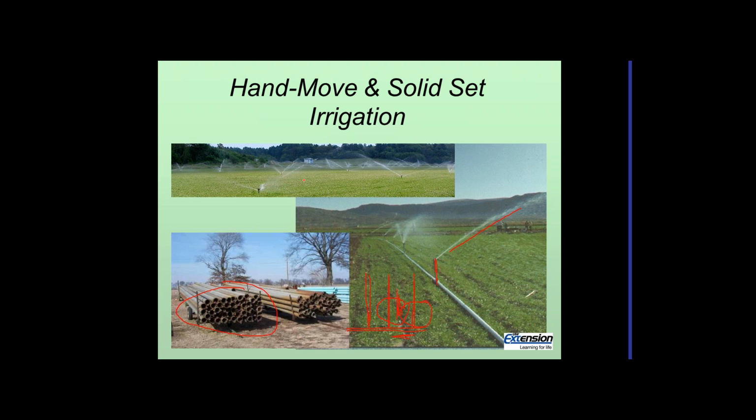Up in the top picture, that's a solid set system where the pipe is buried in the ground. We've got nozzles that the grower would set. They're either pop-up nozzles or you'd go around in the beginning of the season and set them in there. And then if you have to do any tractor work where they'd interfere, you'd pull those out to do your work.